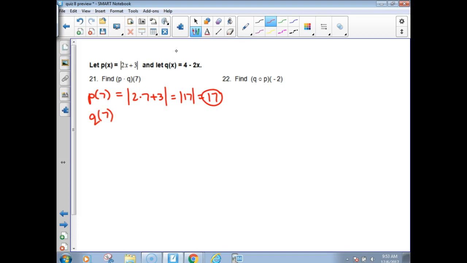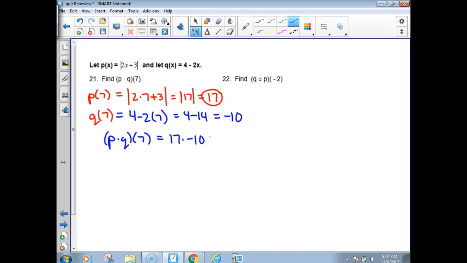Okay, that's not the final answer, of course. It's just part of my process to get there. The q of 7 means put 7 into the q function, which would be 4 minus 2 times 7, which would be 4 minus 14, and that is negative 10. Now that I have the p of 7 and the q of 7, I can multiply the results. So the p times q of 7 is 17 times negative 10, which is negative 170.